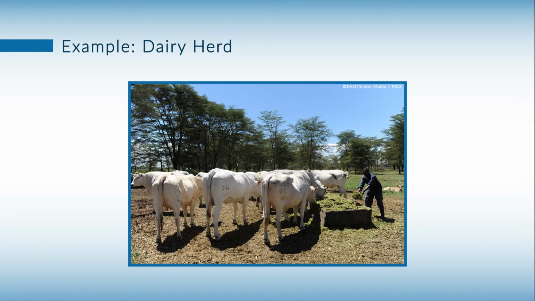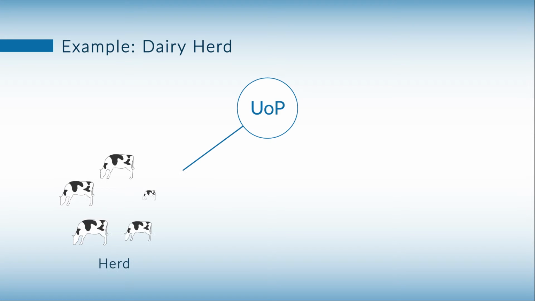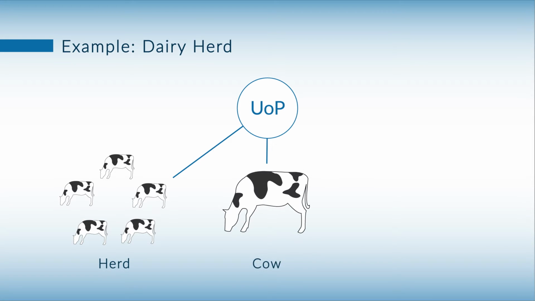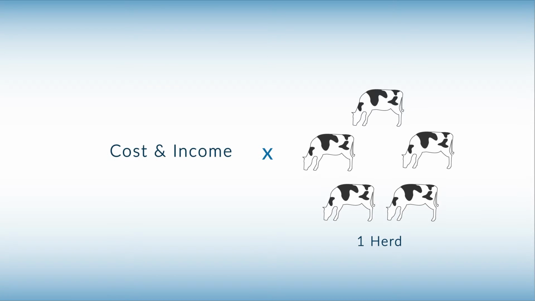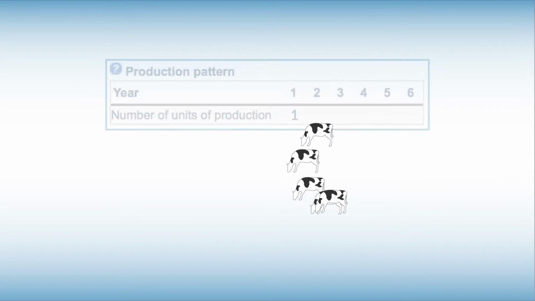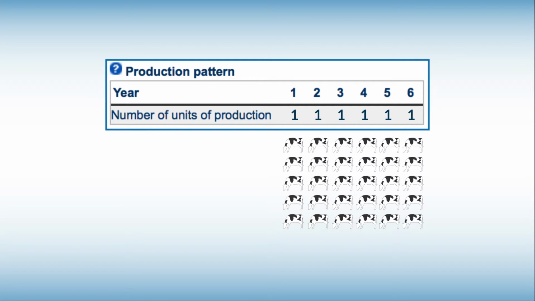Let's consider another example, dairy herd. We could define the unit of production for a dairy herd as the entire herd, or per cow, or per litre of milk. Each has its own advantages and disadvantages. For a herd, all costs and income must be given per herd, which may be the easiest solution if the herd size remains the same throughout the period being considered. However, if the herd is expected to grow over this period, this can cause problems.